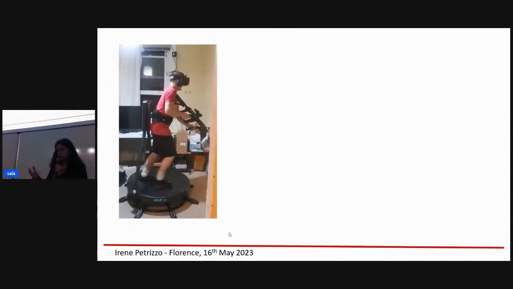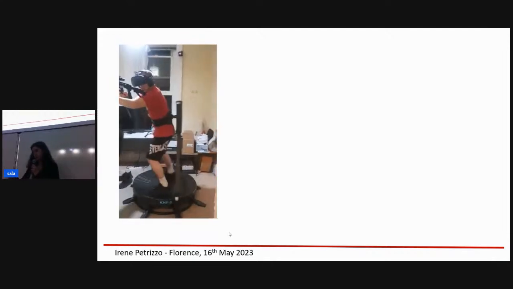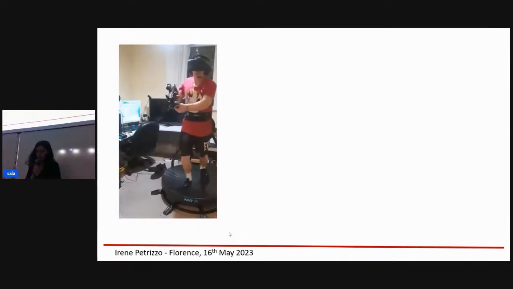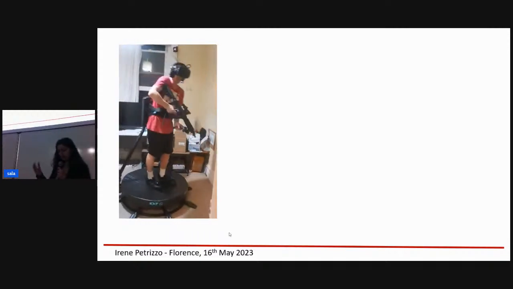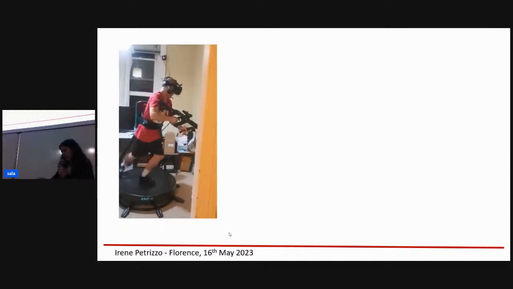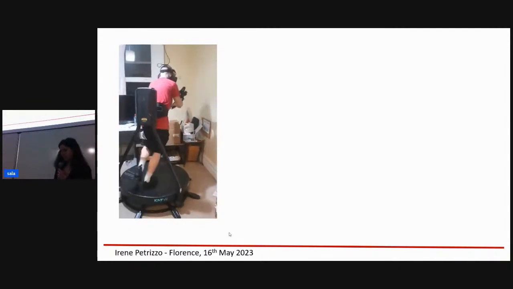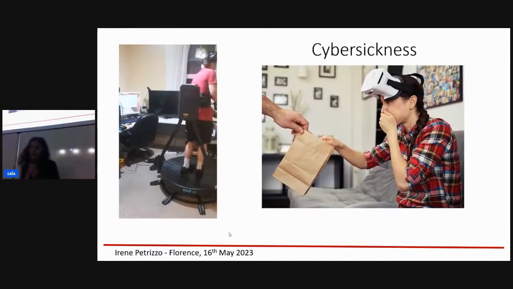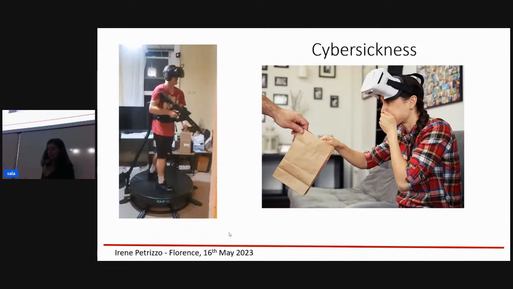And so the user is on this kind of platform. It's not really a treadmill because basically it's a fixed surface and the user just slides on it, but it gives the illusion of walking in the virtual environment. And then with the visor and the controller, which in this case is shaped like a gun, you can have very immersive and very convincing video games. And with modern technologies come modern problems.